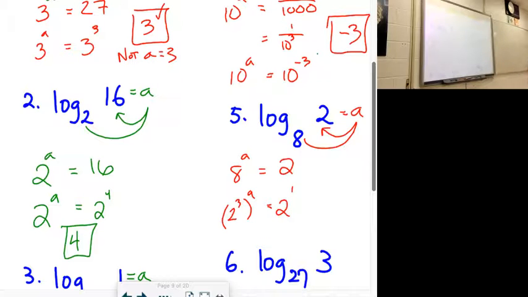I can use my power property here. When I'm raising an exponent to an exponent, I'm going to multiply these exponents together, right? So that's going to be 2 to the 3a is equal to 2 to the first. Therefore, my exponents are equal, which means a must be equivalent to 1/3. So the answer to this question is just 1/3.